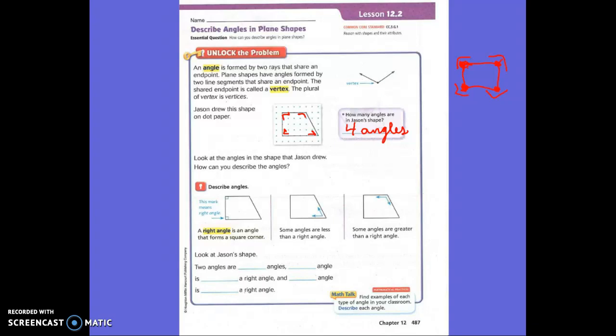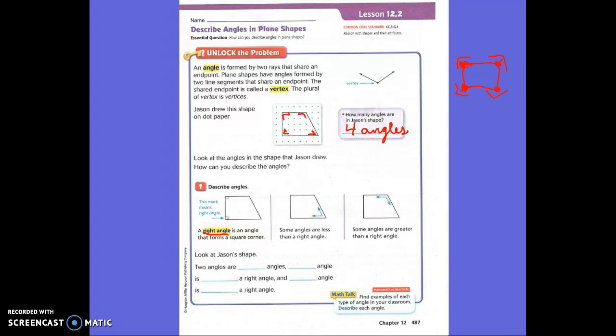Now, one kind of angle you can call a right angle. Okay? A right angle forms a square corner. This can be a square corner. This can be a square corner. But these cannot be square corners.